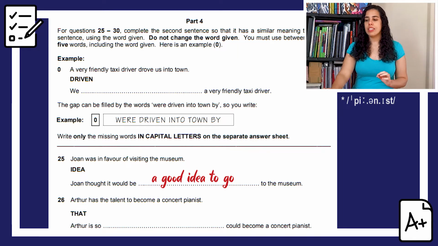Additionally, the other sentence would need a personal pronoun to start. And since Arthur is a male name, we are using "he" here. Moreover, Arthur is so talented that we need a consequence for him being so talented. I could predict that if he has the talent, he could become a concert pianist. Therefore, the final answer would be: Arthur is so talented that he could become a concert pianist.